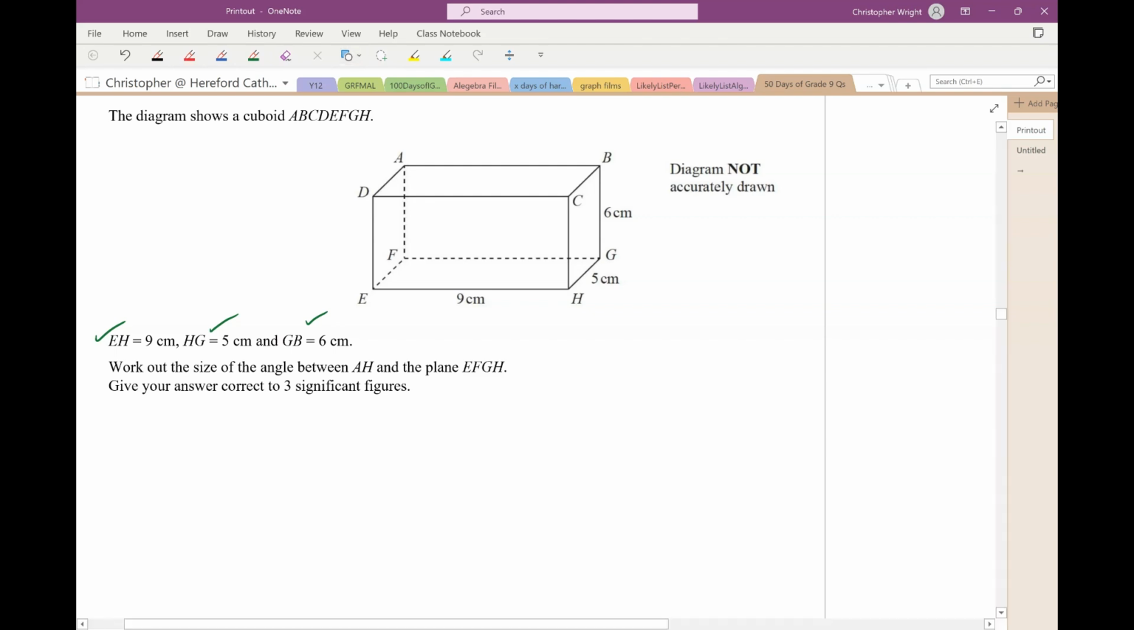Well, I better draw that. AH. There we go, A to H. Work out the size of the angle between AH and the plane EFGH. Well, that's the bottom of the shape, isn't it?